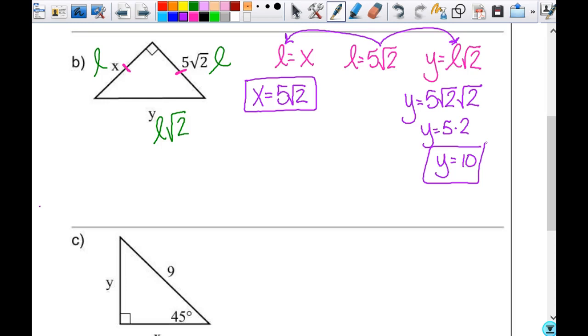Does everybody understand why there's 2 square roots there? One of them came from this, and the other one was already there, right? We all good? Any questions? Yeah, Y, well, there's 2. We're looking for X and Y. So X is 5 square root of 2, and Y equals 10. We all good? All right.